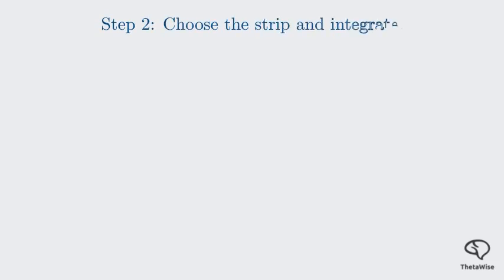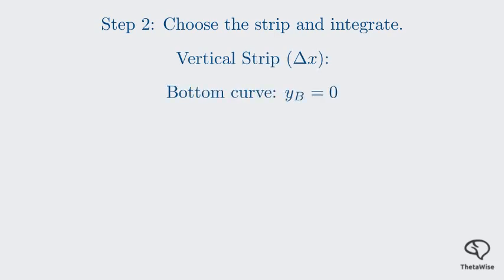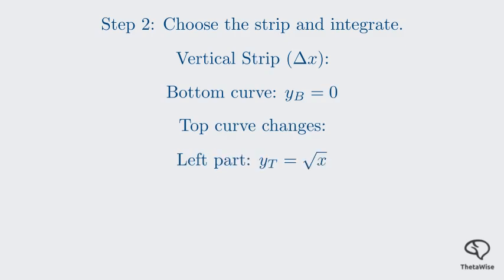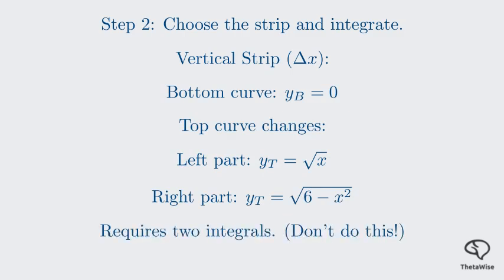Now for step 2. Choose the strip and integrate. This is where the magic happens. Let's consider our options, vertical or horizontal strips. If we use a vertical strip, notice the bottom curve is always the x-axis, y equals 0. But the top curve changes. On the left, it's the parabola y equals the square root of x. On the right, it's the circle y equals the square root of 6 minus x squared. This means we would need two separate integrals. That's a lot of extra work.